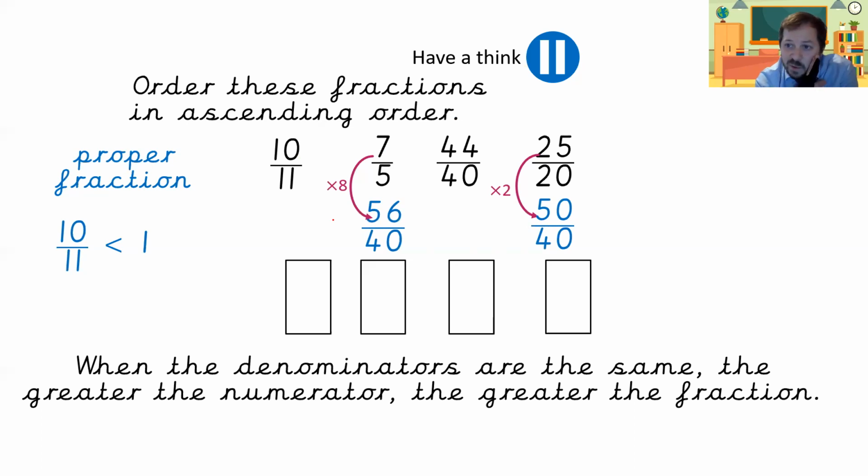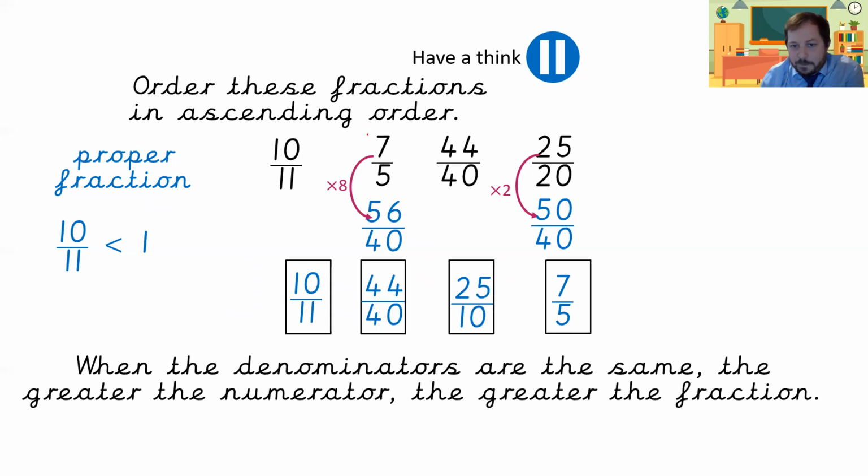Like I said before, remember, they normally either give it to you as the smallest or the largest. In this case, it's the smallest because it's the only one that is smaller than 1. You've got 7/5, which is improper, 44/40, which is improper, and 25/20, which is improper. The only one that's a proper fraction, with a smaller numerator than denominator, is 10/11. So we can place that straight away.